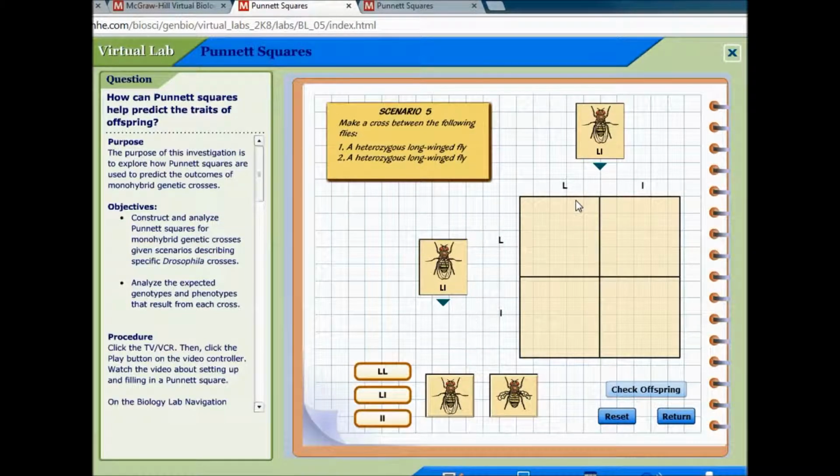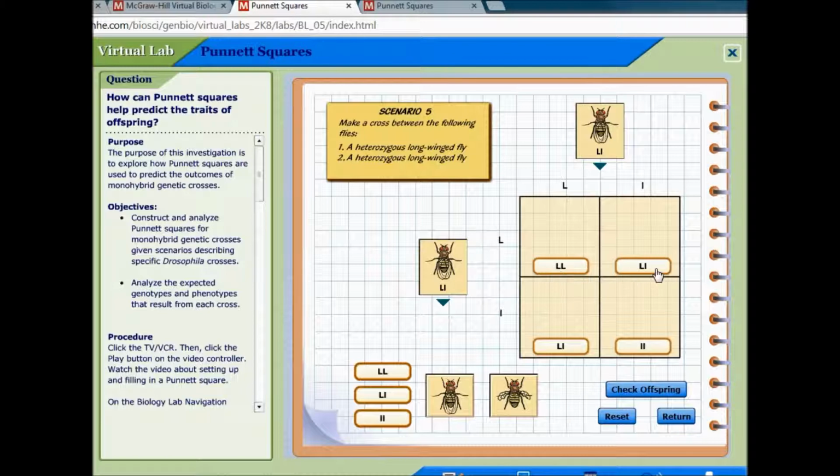Okay, now let's start filling these in. So this is big L, big L. This one's little l, big L, so we'll do a big L and a little l. The larger one, the capital dominant trait, always goes first if it's heterozygous. Okay, big L, little l. Little l, little l.